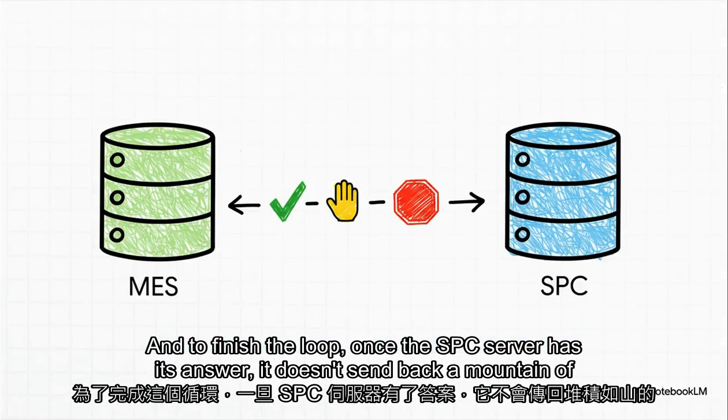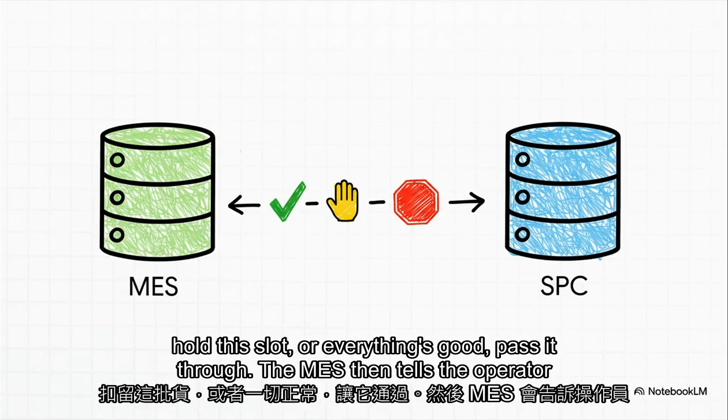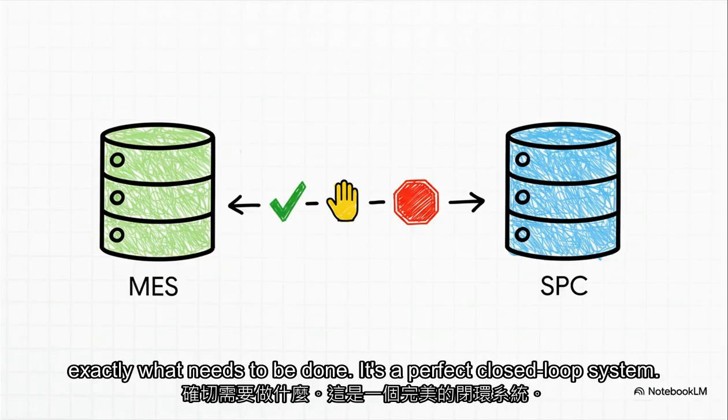And to finish the loop, once the SPC server has its answer, it doesn't send back a mountain of data. Nope, it just sends a simple, direct command back to the MES. Something like, hold this slot, or everything's good, pass it through. The MES then tells the operator exactly what needs to be done. It's a perfect closed-loop system.